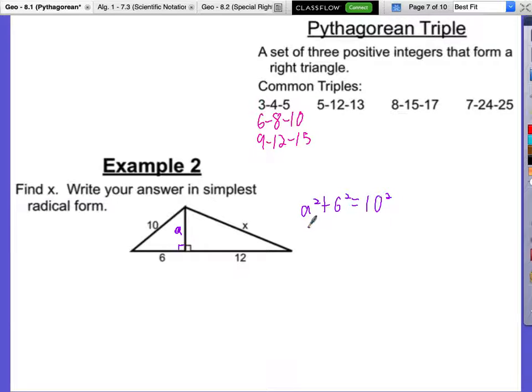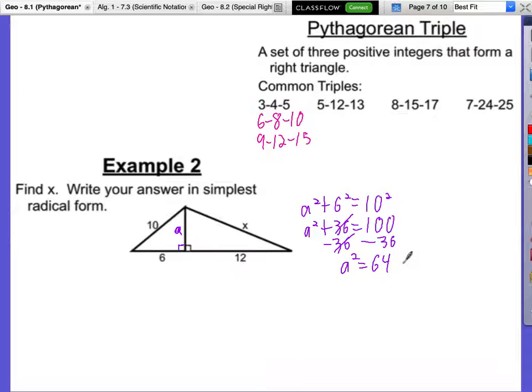So what's a squared? Well, it's just a squared. What is 6 squared? 36. What is 10 squared? 100. We need to get a squared by itself, though. We will subtract 36 first. Get that away from there. 36 minus itself is 0. A squared is equal to 64.